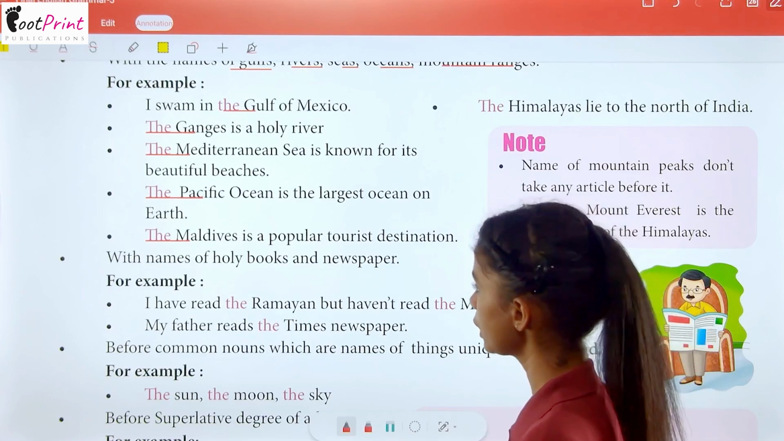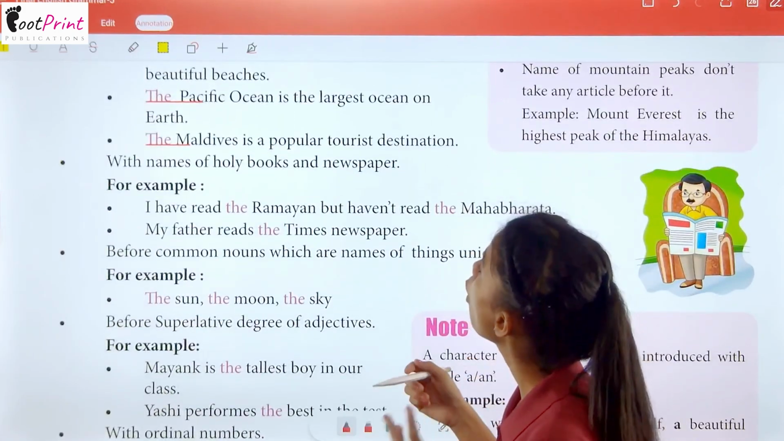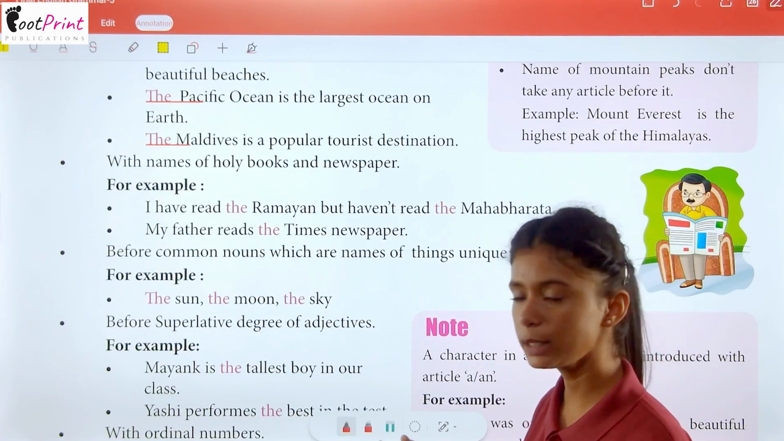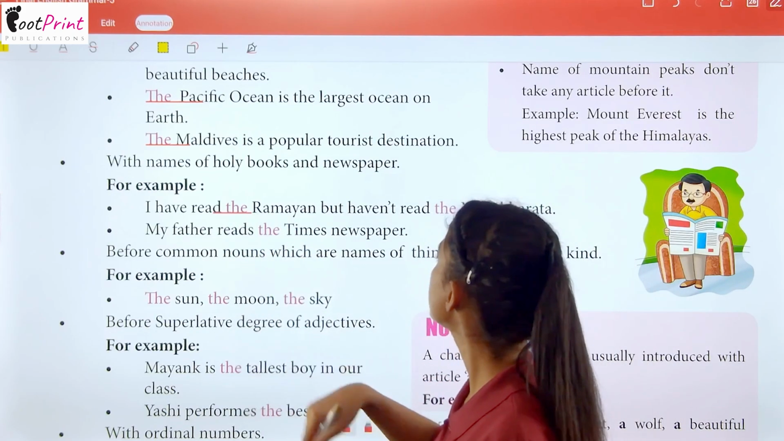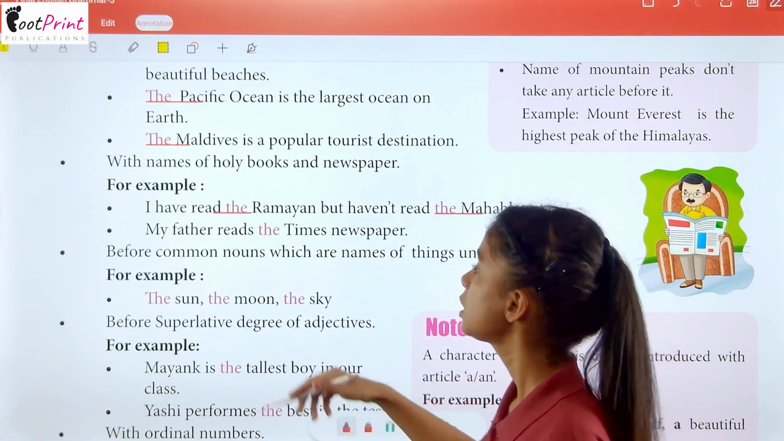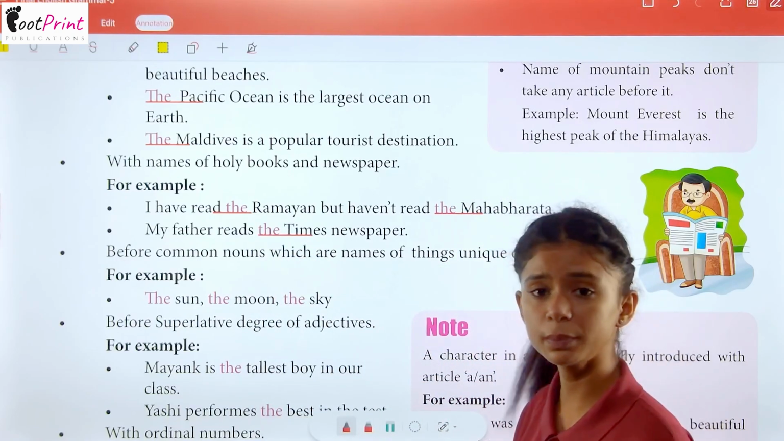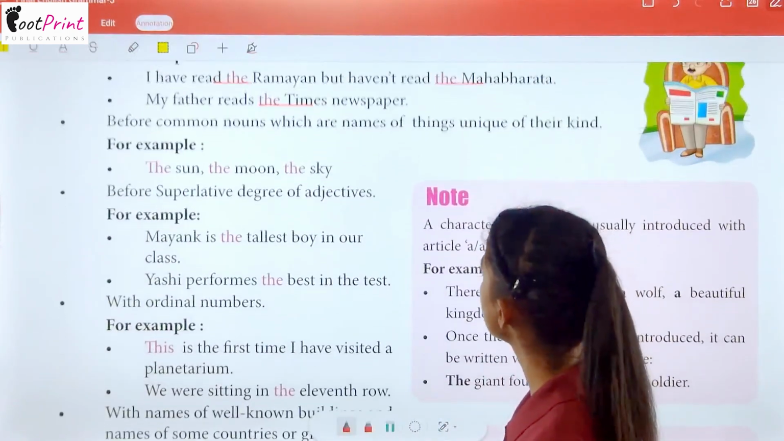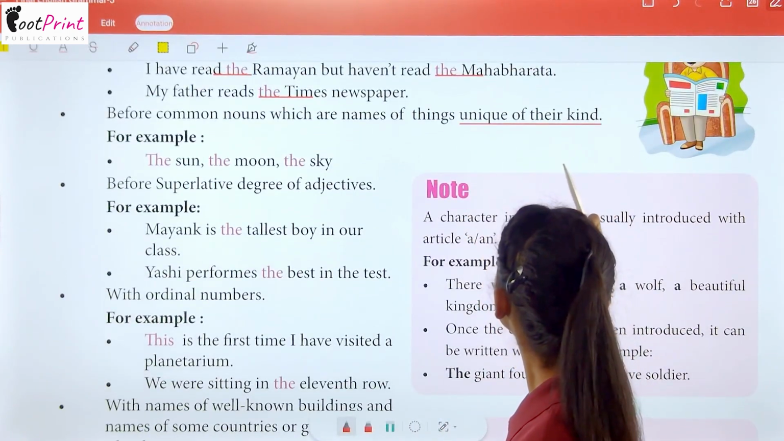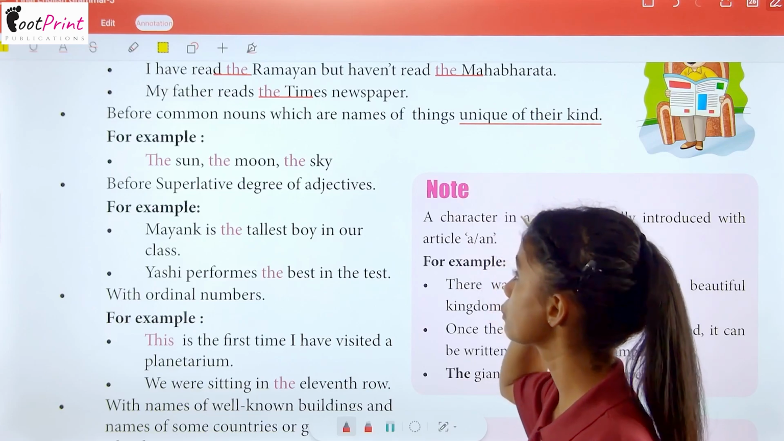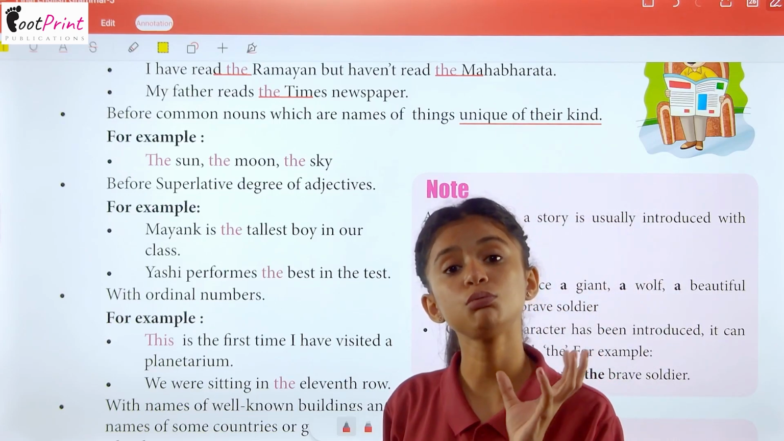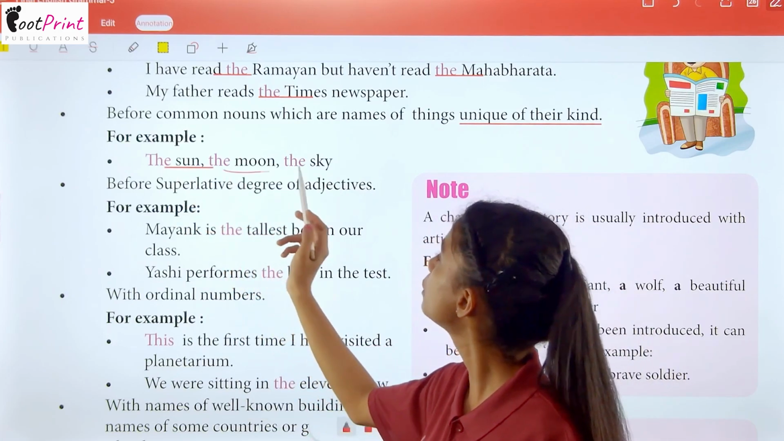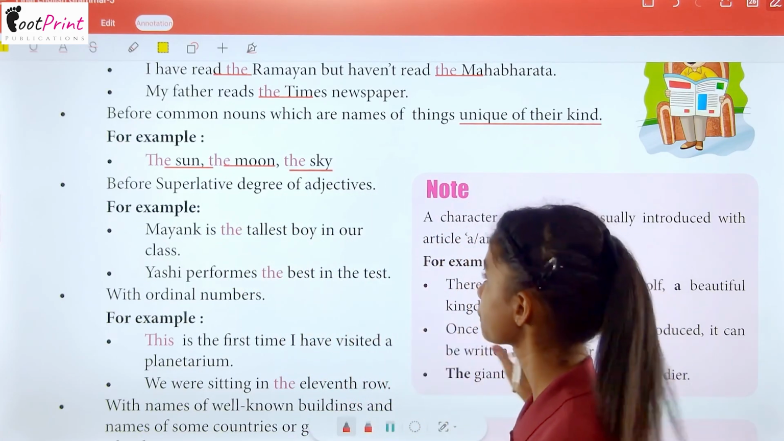Okay. Now, with names of holy books and newspapers, we use "the". Any holy book, any newspaper. I have read the Ramayana but haven't read the Mahabharat. My father reads the Times newspaper. So we are using "the" with their names also. Before common nouns which are names of things unique of their kind, we also use "the": the sun, the moon, the sky.